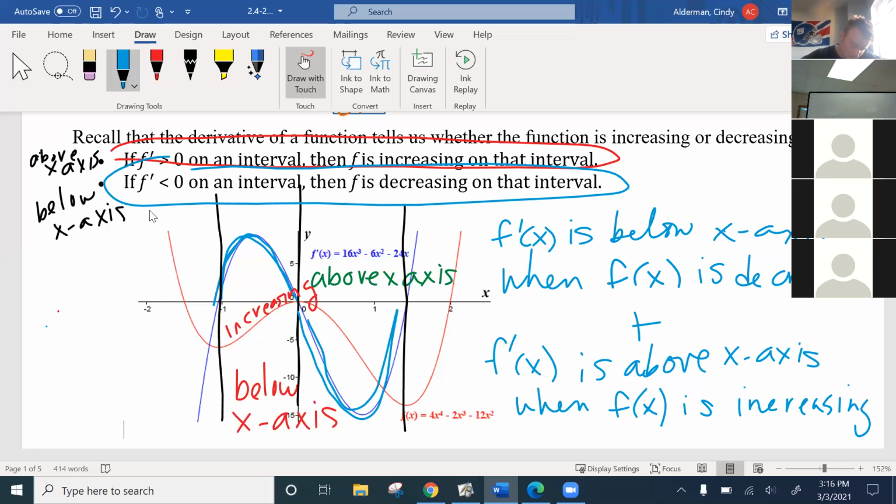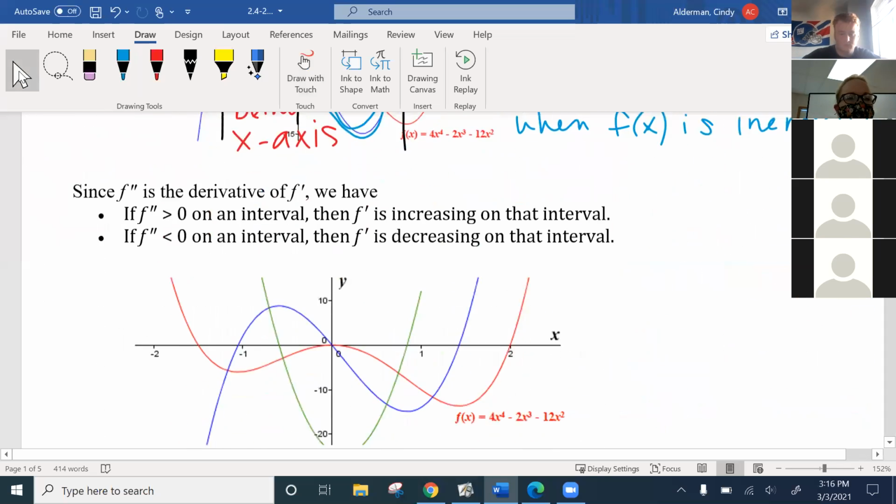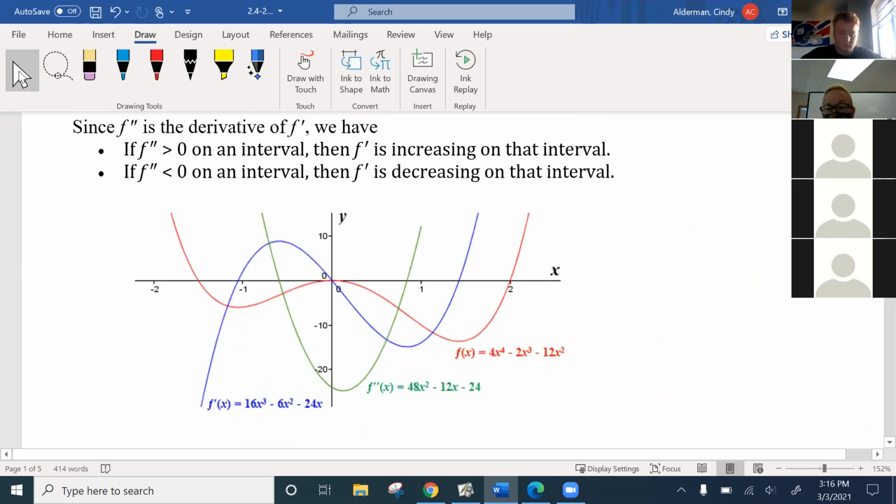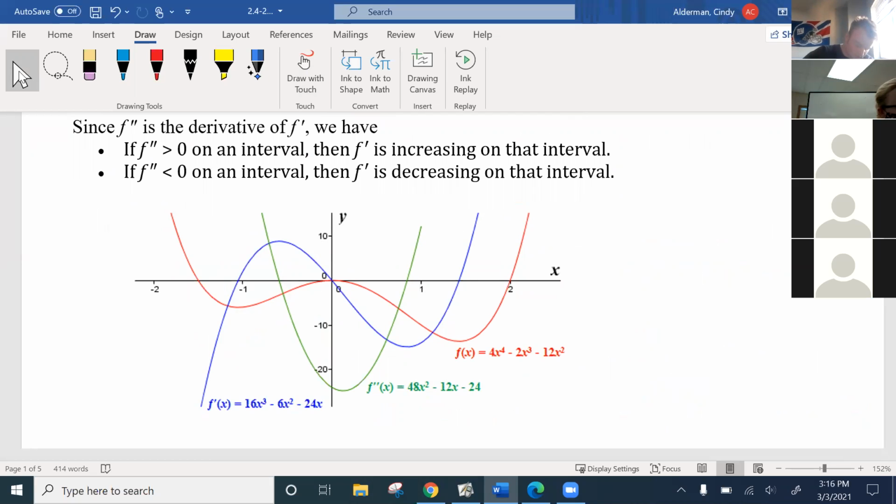So we did this in a prior lesson. Now we're going to take a look at what about the second derivative? How does it relate to the original function and to the first derivative? Okay. Everybody ready? So again, let's draw in our intervals. Let's see, where do things change?